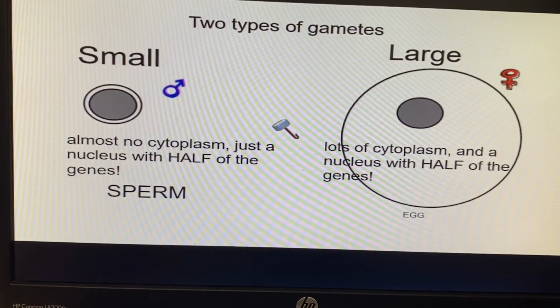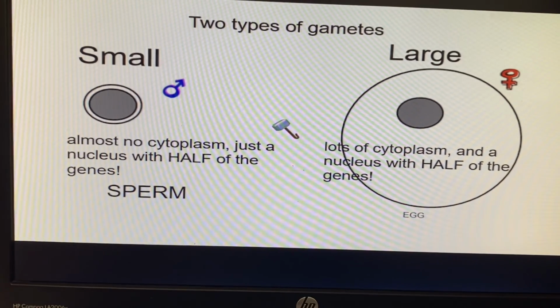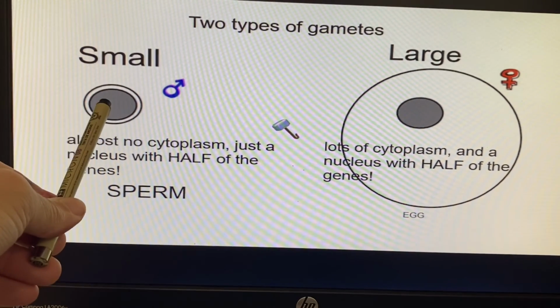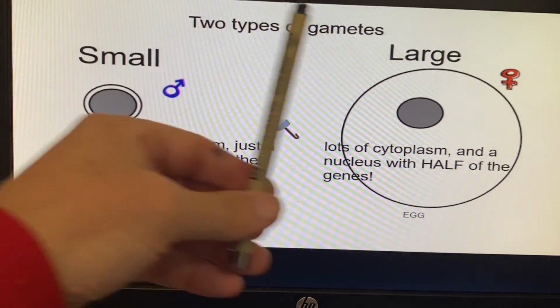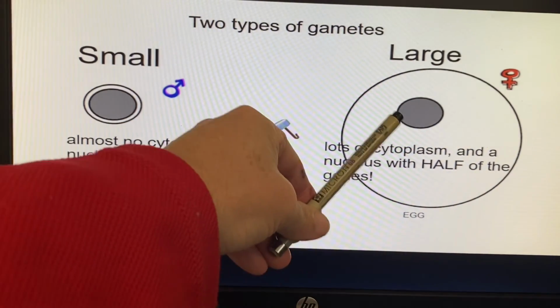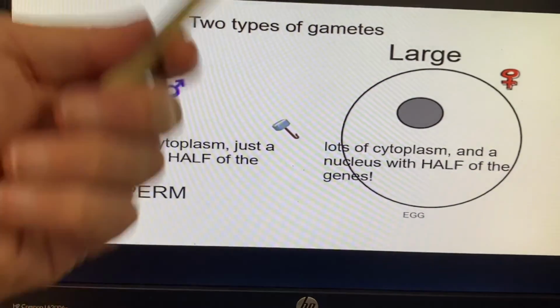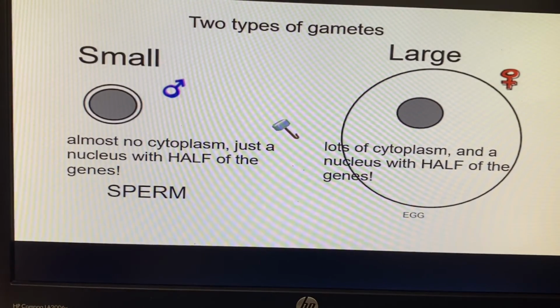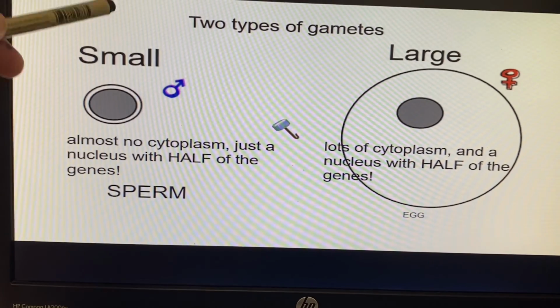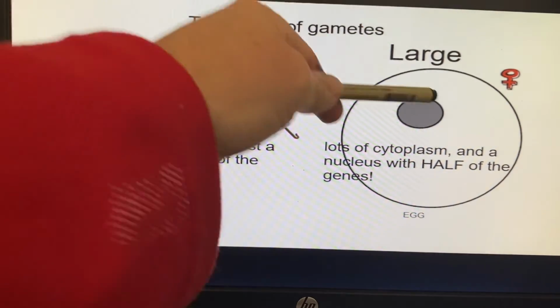So sperm and egg are just small and large. Normally, throughout the history of humankind, we have assigned the name male to those who make the small gametes, and female to those who make the large gametes. But as you know, those are just words, and they have some other connotations. So I'm just going to say small gamete sperm makers or large gamete egg makers.